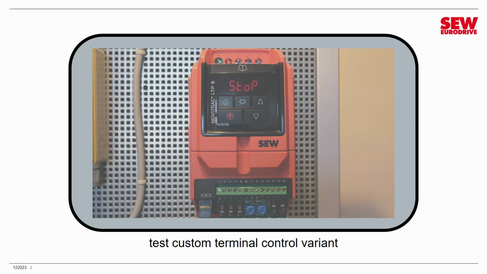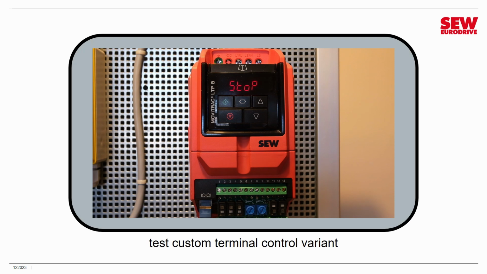All right, let's go ahead and test our custom terminal control variant here. I've got my VFD up and running, and I'm ready to work through those different combinations, and we can see what happens. All right, just by way of review, let's remember that digital input 1 is our run and stop switch. Digital inputs 2 and 3 are the bits of our speed select switch. Digital input 4, which is the potentiometer, is actually a potentiometer. It will be a speed control source.